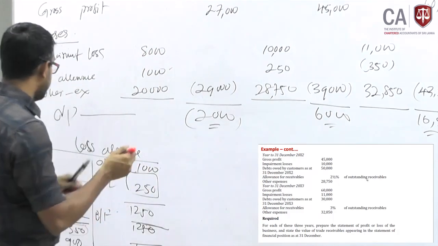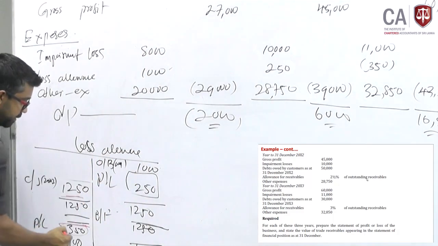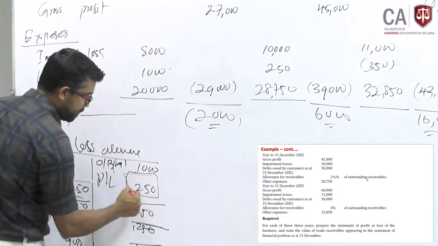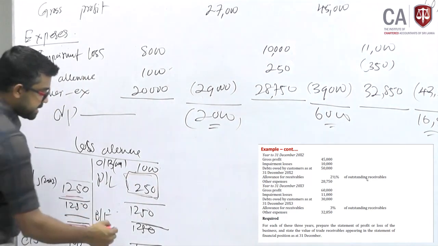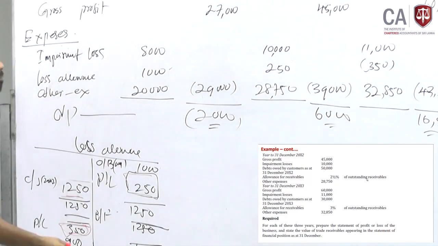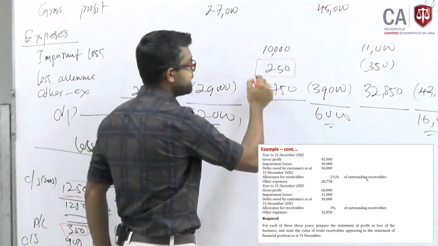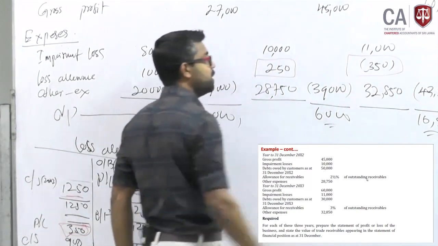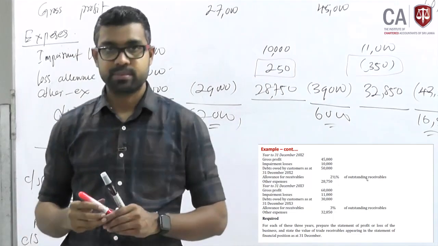What you need to understand here is that only based on the closing balance, the adjusted figure only you charge to P&L, like this. Adjusted figure. It can be a gain or loss to the P&L.